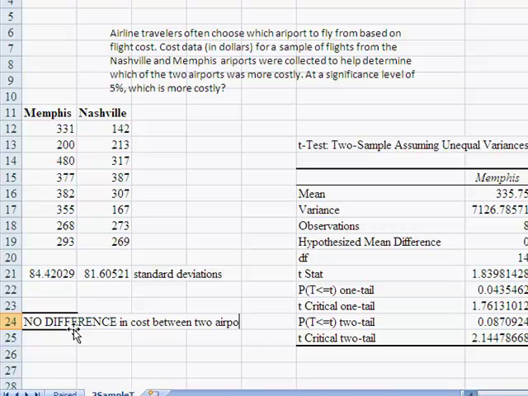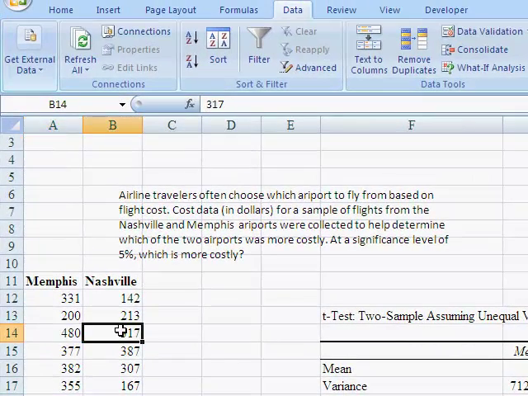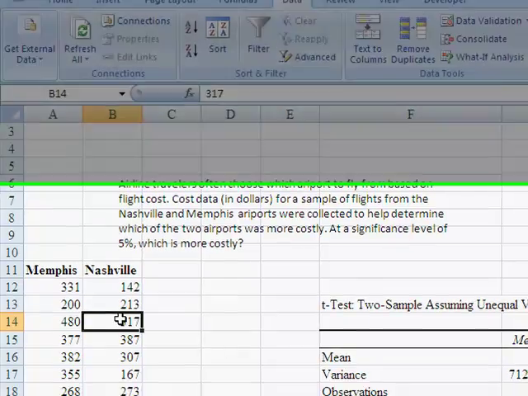Oops, airports. Okay, so there's no difference in cost between the two airports. Oh, really? Okay, well, is that really true? Well, I was treating this data like this is just a selection of flights to anywhere. So, I mean, this flight might have been the flight from Memphis to New York City, whereas this might have been the flight from Nashville to Atlanta. So I was looking at these as two entirely different sets of data.